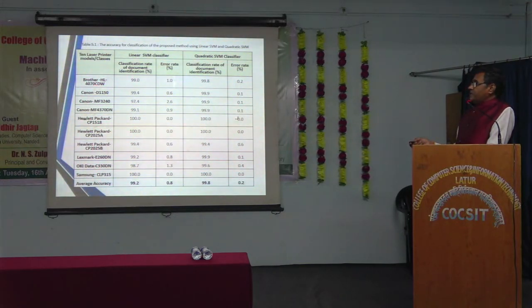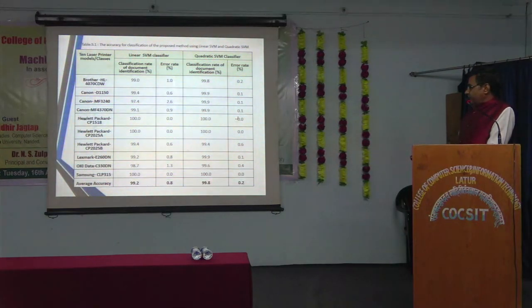The documents which are printed using this model are classified as the same printer, which means 99% accuracy. If 100 papers are printed, 100 are classified as belonging to this printer. Where the accuracy is less, for example 99.97 and 99, almost all are good results with the SVM. But there are two SVM classifiers, linear as well as quadratic.